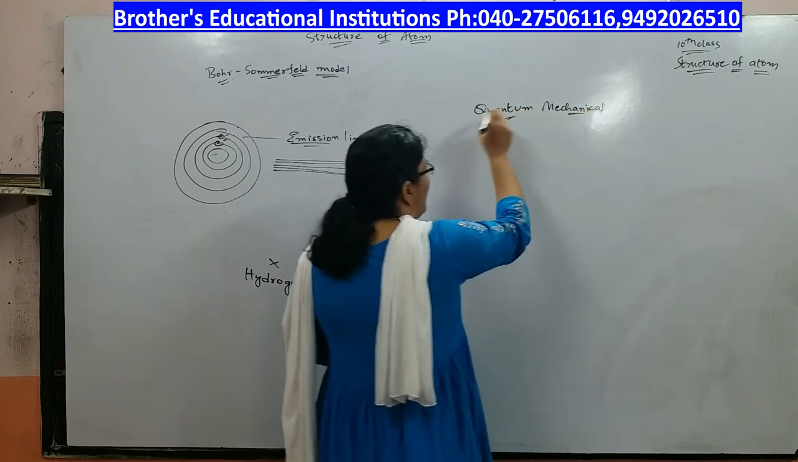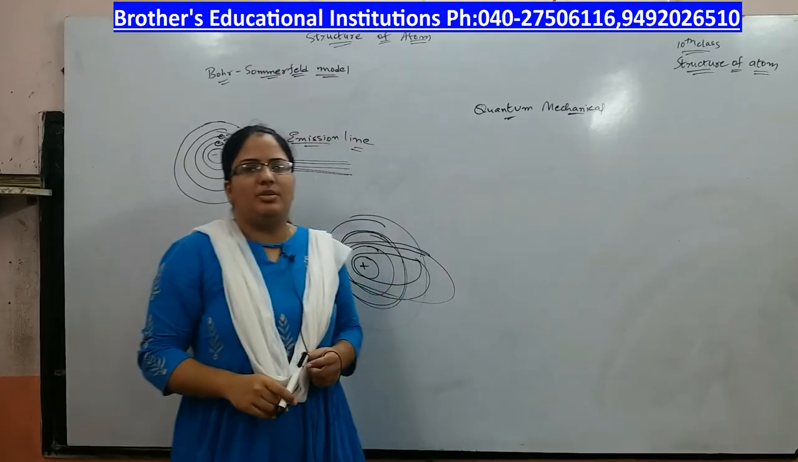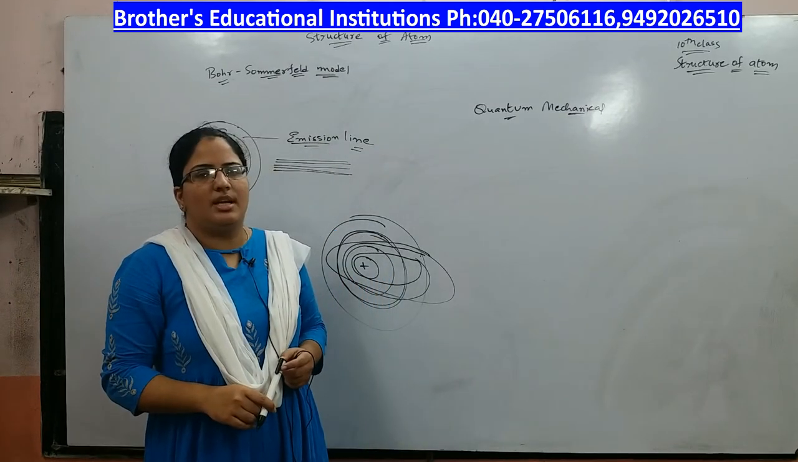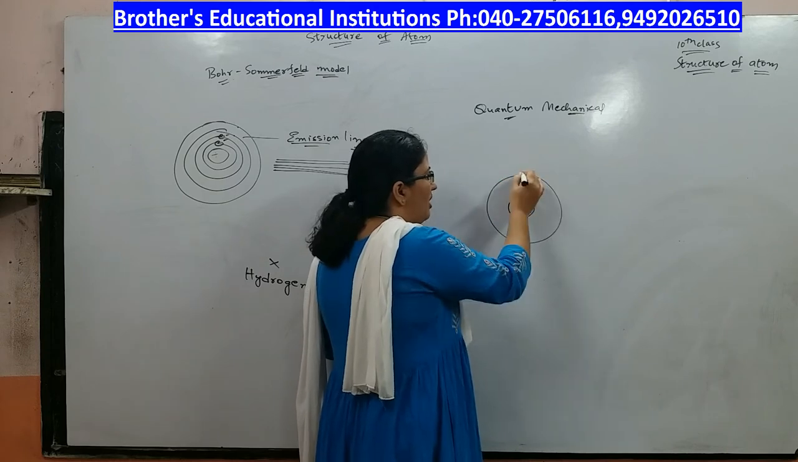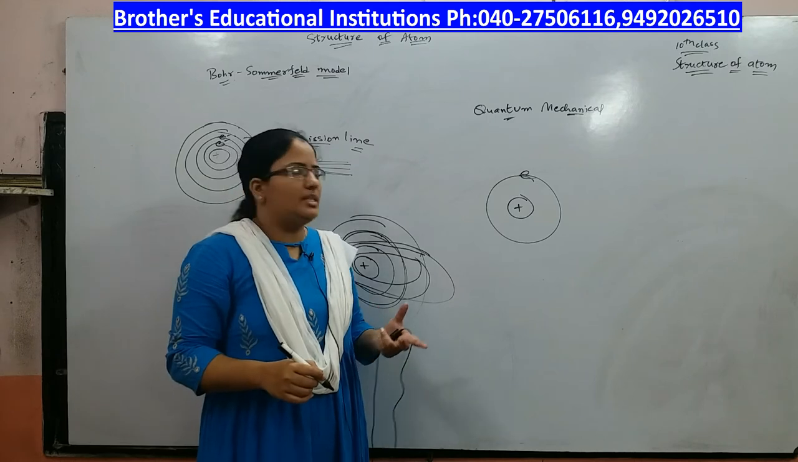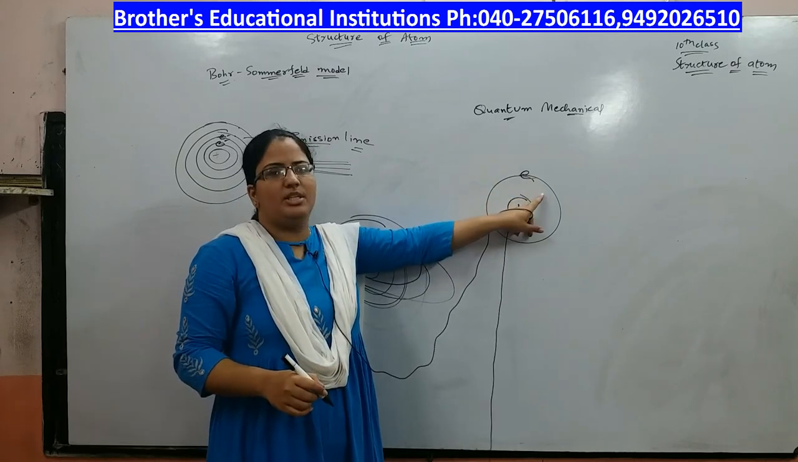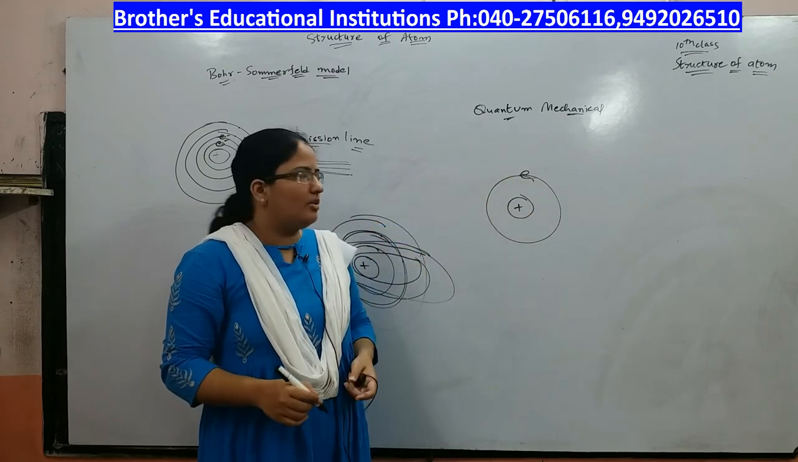Before going to this quantum mechanical model of an atom, is it possible to find the position and velocity of an electron simultaneously? If the electron is revolving in definite orbits, then we should be able to answer two questions. One is we should be able to tell the position of an electron. At the same time, we should be able to tell the velocity of an electron.